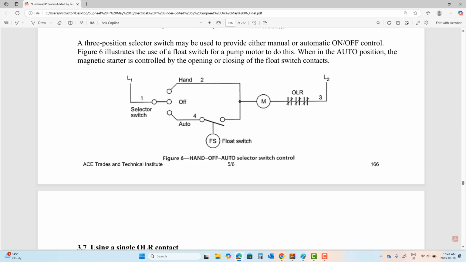Now, diagram number 6, how is it different than diagram number 3? Float switch and the selector switch. So there is a hand-off-auto selector switch. We can put it in the manual location by going to pin 2. At pin 1, it's shut down. At pin 4, it's working on an automatic switch, which is a float switch.